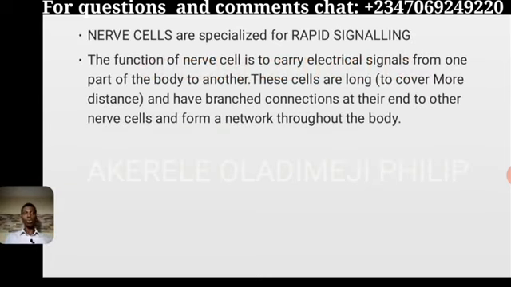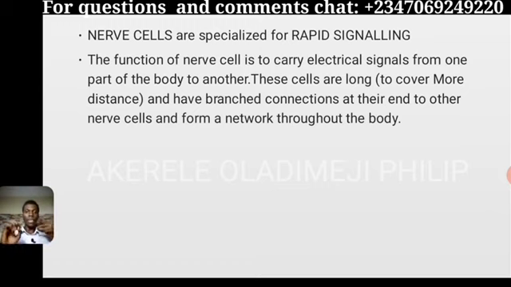So now examples. Let's go ahead to talk about examples of what? Specialized cells. Number one is what? Nerve cell. These are specialized for what? For rapid signal transmission. The function of the nerve cell is to carry electrical signals from one part of the body to another. What are nerves? When I did like this, I felt it immediately because there are nerves that took the information like that to my brain. That's why I knew I felt it. Even if I had closed my eyes, when you touch me, I will still know because they are nerve cells.